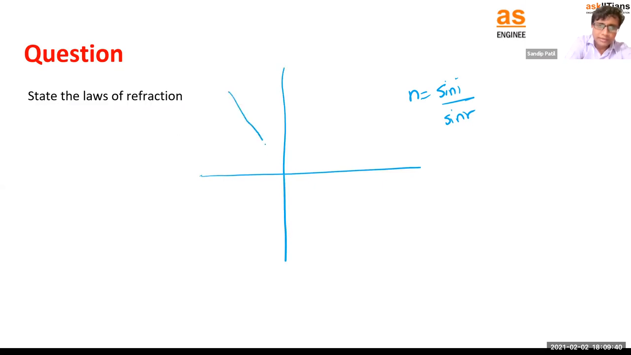So consider if this is the i, and let's say 30-degree angle is given. Let's say 45 degree, and n is given as root 2. This one is, let's say, r, and you want to calculate r. So how to calculate that? N is given, so just substitute here.